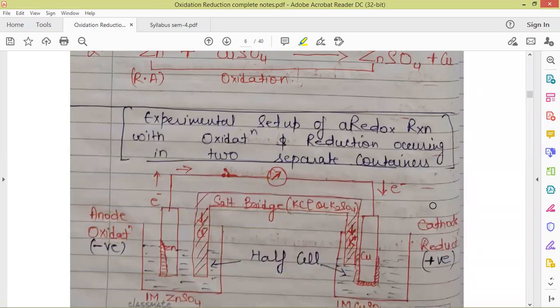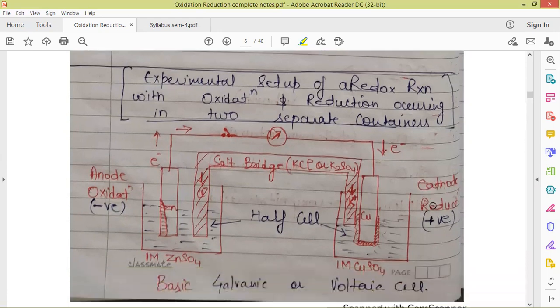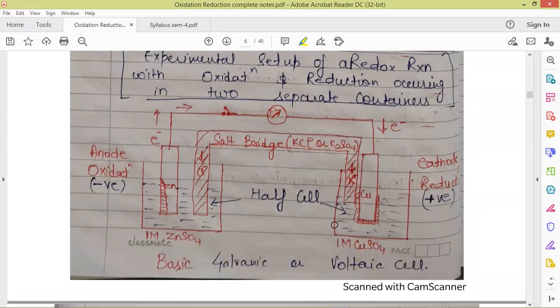So let us have an experimental setup of a redox reaction. Let us discuss how the experimental setup for redox reaction works, how there is a movement of electrons, and how electricity is produced by chemical reactions. Here we can see that oxidation and reduction are taking place in two separate containers. Let us have a detailed discussion of this basic galvanic or voltaic cell.